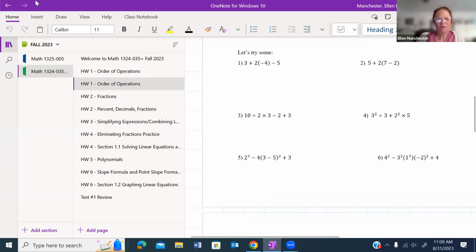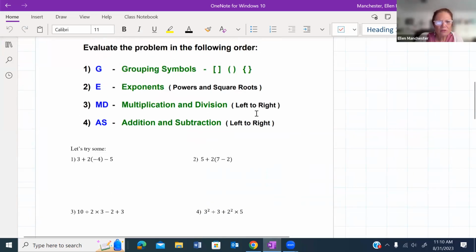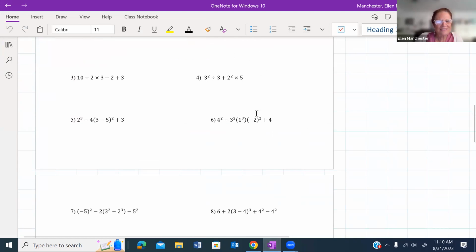Let me get all this stuff out of the way here. So I want you to do, where is it? Oh, I had it. Where is it? Oh, here we go. Number 3. So go ahead and do number 3.